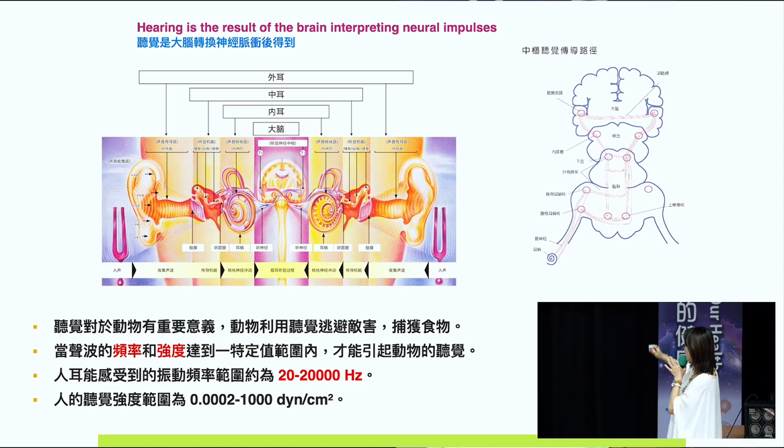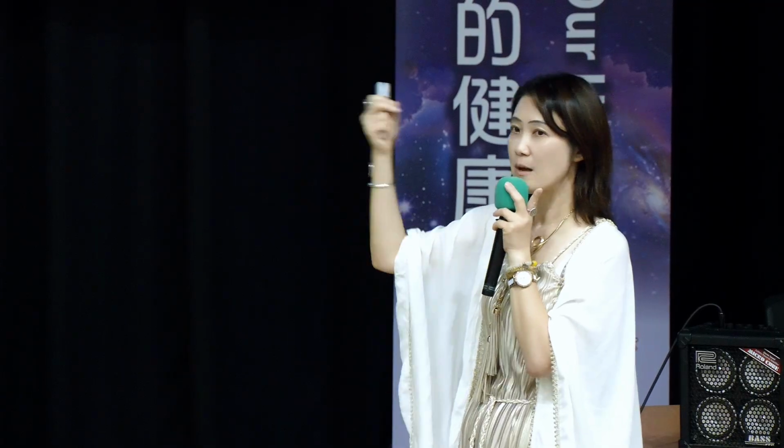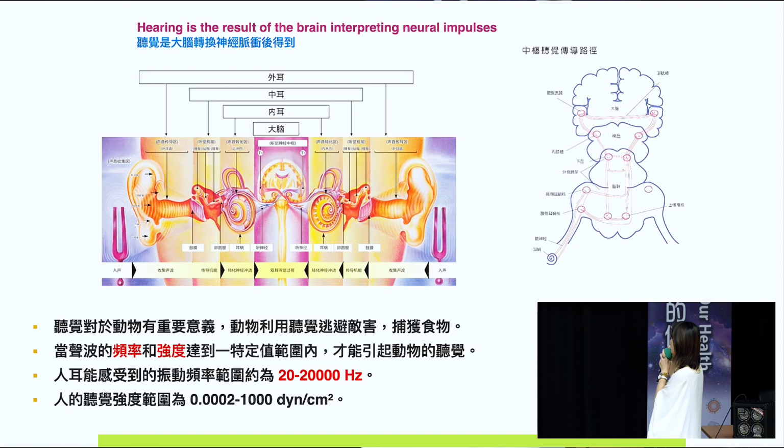And this is a layout of our auditory system. You can actually see that our ears are really very delicate detectors to receive the external vibration, which propagates through the outer ear, middle ear, and inner ear. Eventually, this vibration reaches our brain, and our brain processes the signal into the sound that we hear.